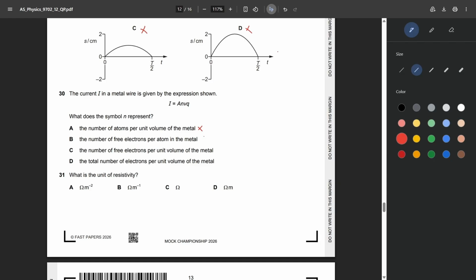it's the number of free electrons per unit volume of the metal. So not option B. The number of free electrons per unit volume of the metal. Yep, that sounds like the correct answer. The answer should be C. Let's check the option D just for good measure. The total number of electrons per unit volume of the metal. Okay, so it's not the total number of electrons per unit volume, it's the total number of free electrons.